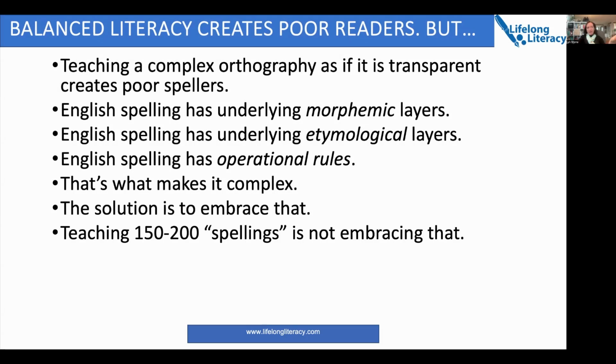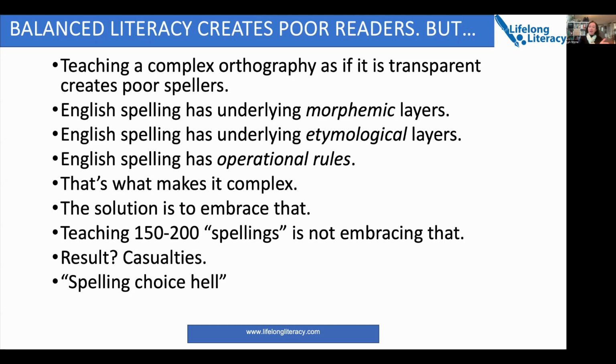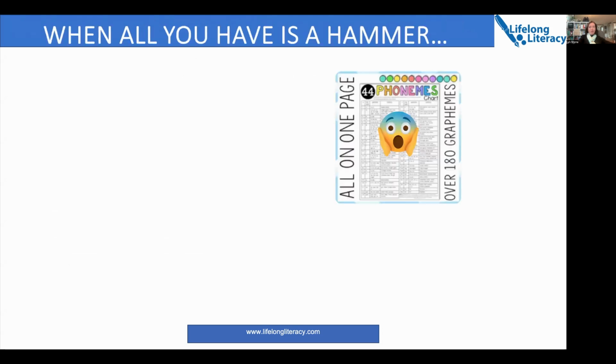Teaching 150 to 200 spellings as a complex code is not embracing that, unfortunately. And the result is casualties. The result is placing people in what I call spelling choice hell, where they have hundreds of correspondences, like in this chart here, which I've blurred, but it's 180 graphemes. Look at that, over 180 graphemes.